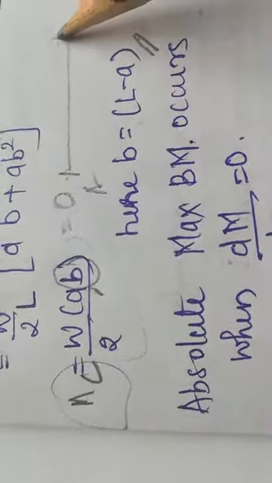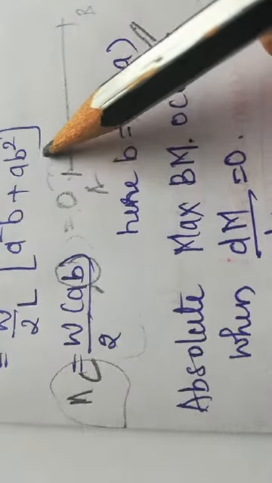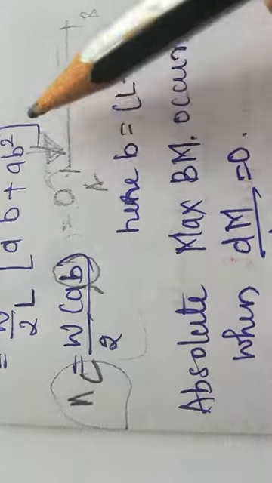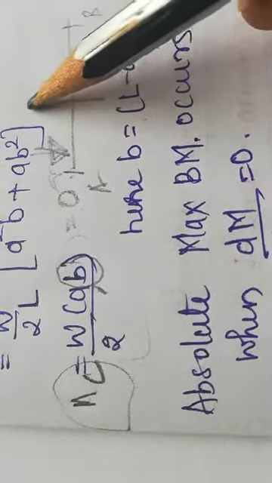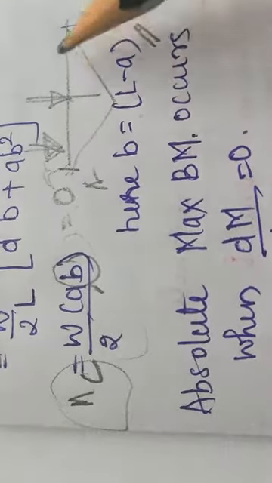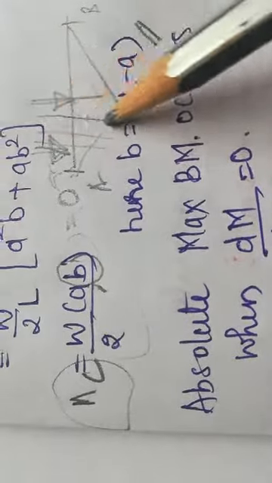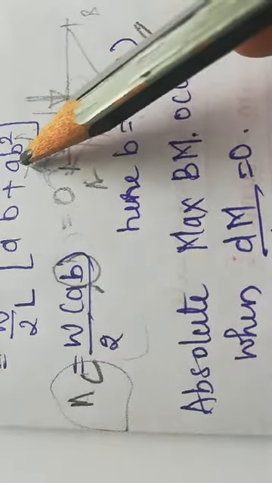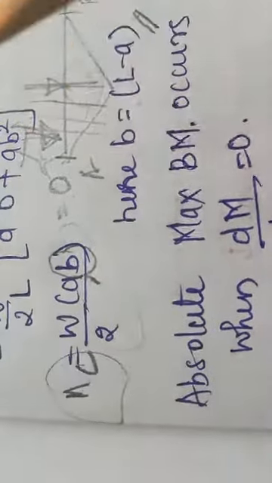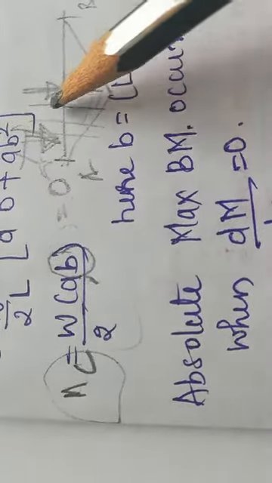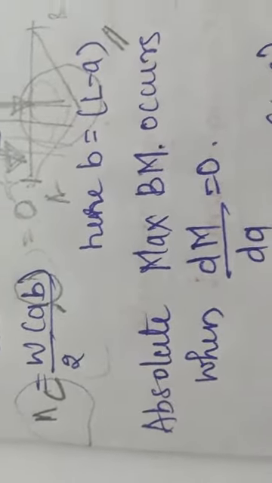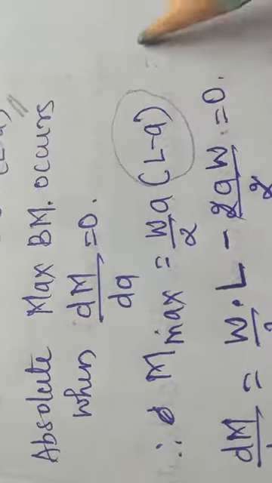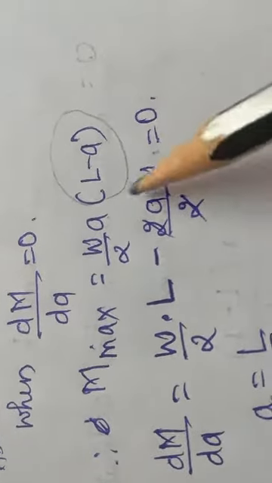If this is support A and this is support B, I will calculate at which section the point load comes and stays, or comes and stops, because at that time I will get the maximum bending moment. I am just checking different values of A, whether it is 0.5 meter, 3 meter, or L by 2, L by 4, L by 6, at what distance after traveling from A the bending moment will be maximum. Okay, let's start. I have substituted for B and I have to equate this to 0. Now let's differentiate this.